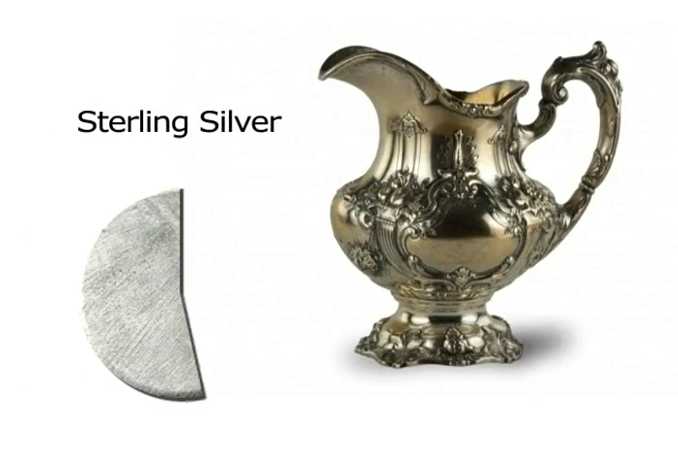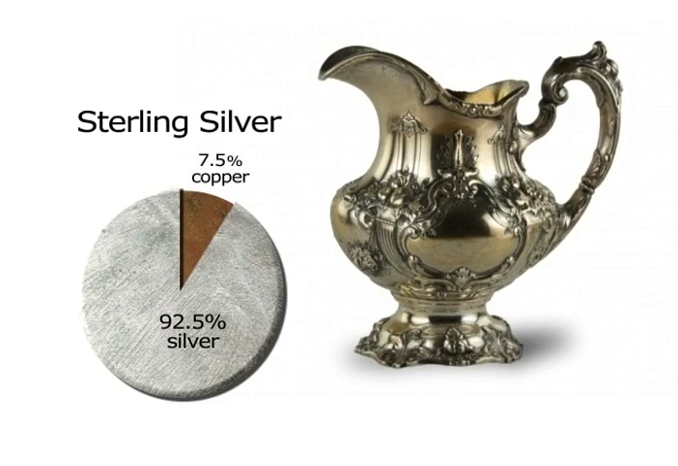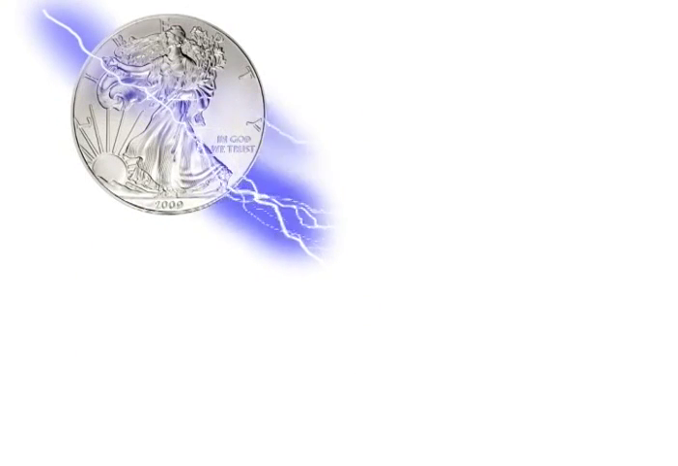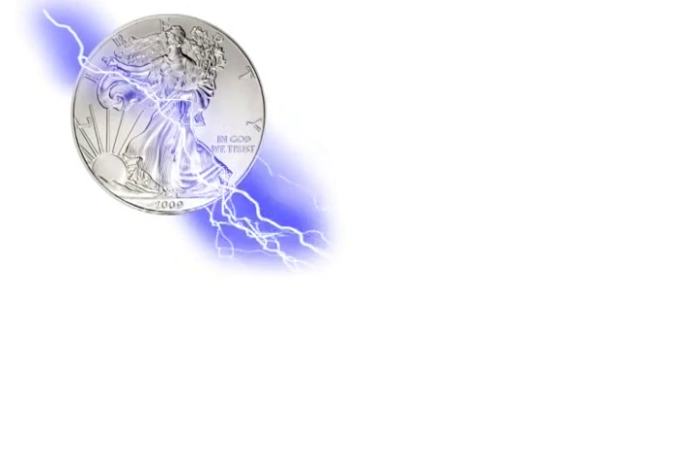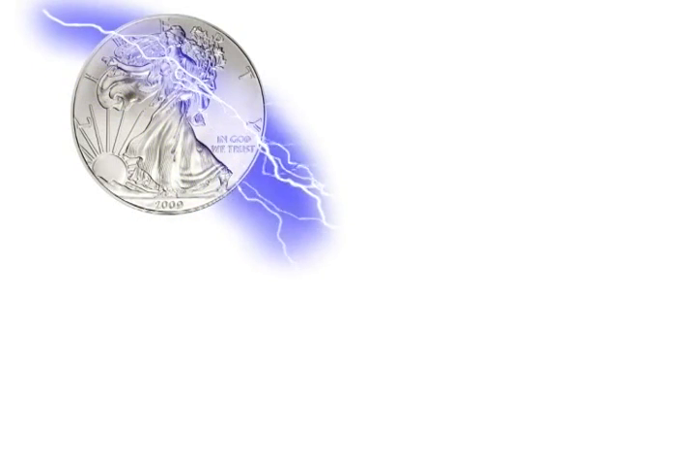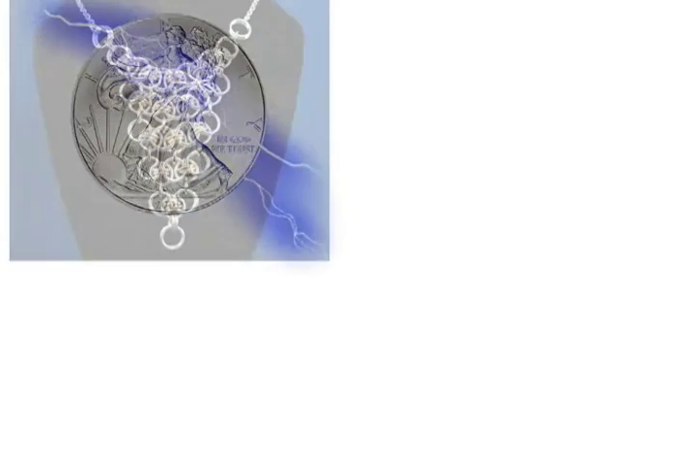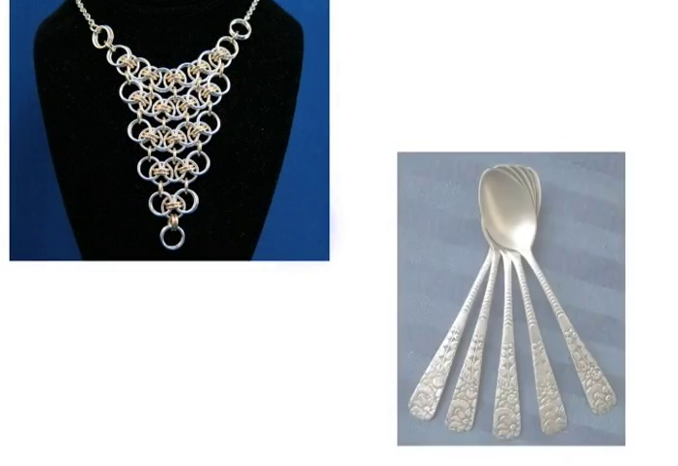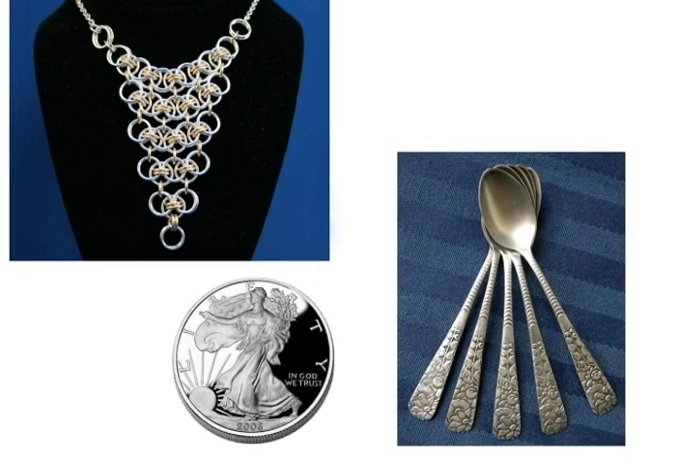Sterling silver contains 7.5% copper for added strength. Electricity flows through silver more easily than it does through any other metal. Silver has been used for centuries for jewelry, tableware, and of course, for coins.